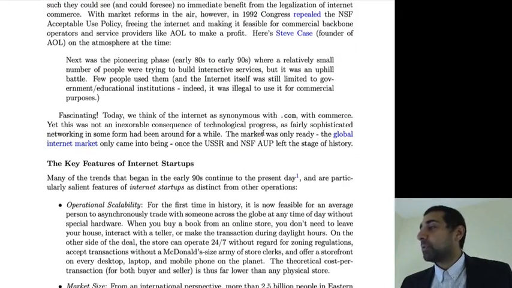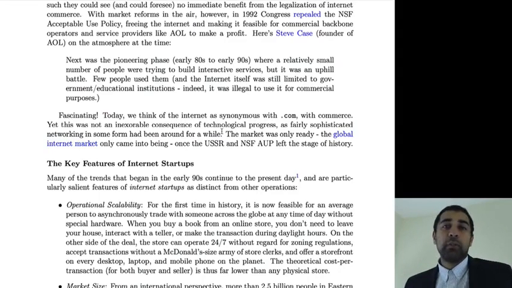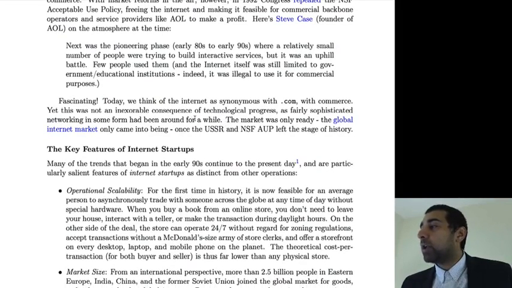And so this is completely fascinating, because we think of the internet today as synonymous with .com, with commerce. But very importantly, and this is a common theme, it wasn't enough for the technology to be there. The market has to also be there. That's when you actually get this amazing fusion. The technology had actually been ready for a while. Networking had been around for a while in some form, but the market was only ready. The global internet market only came into being once the USSR and the NSF AUP left the stage of history.